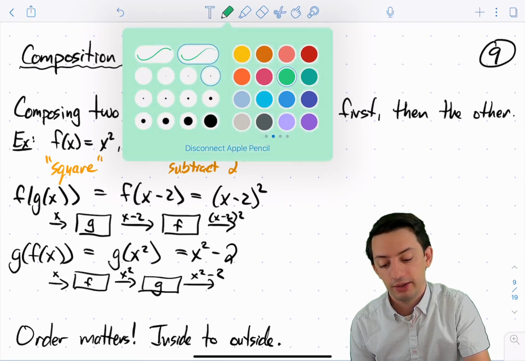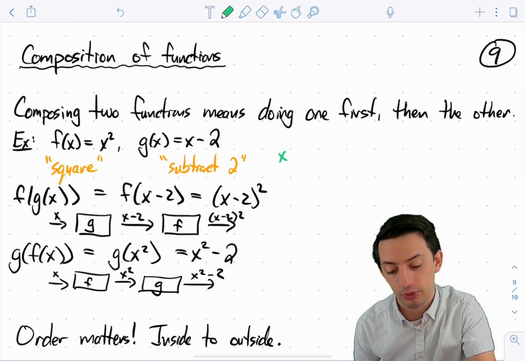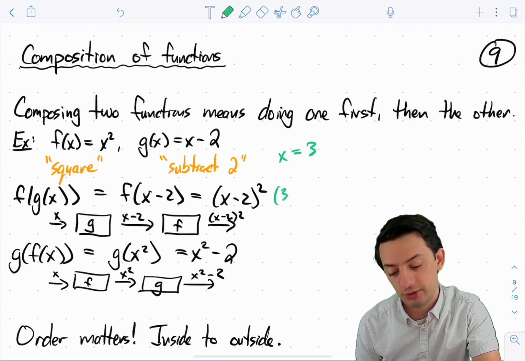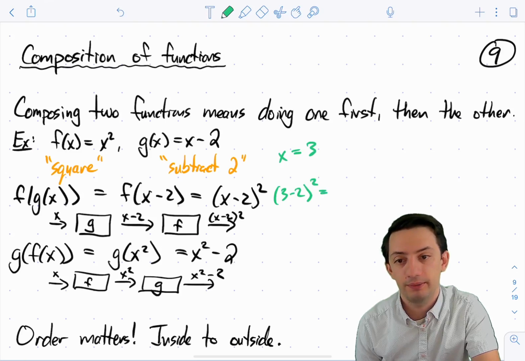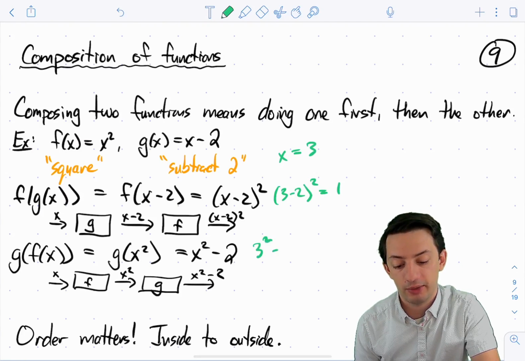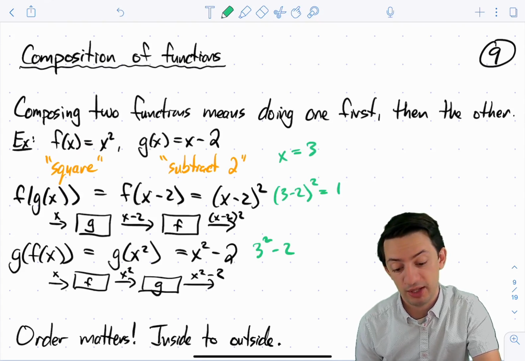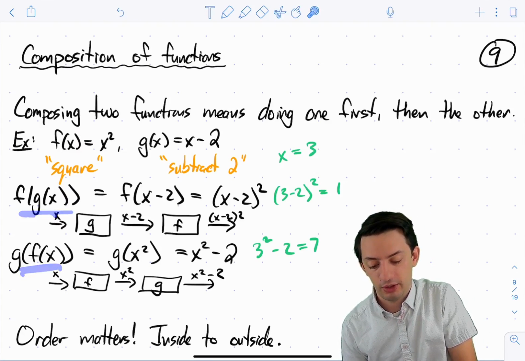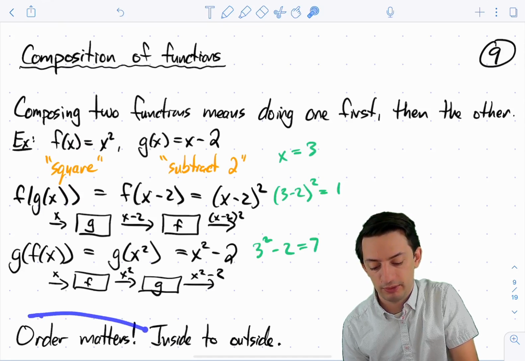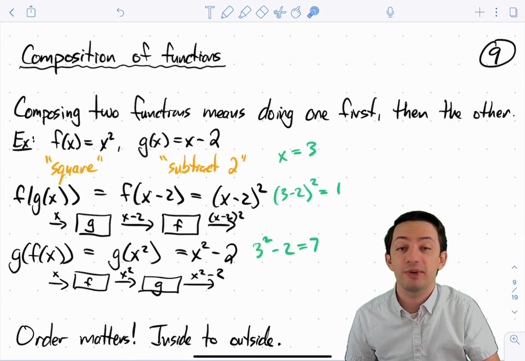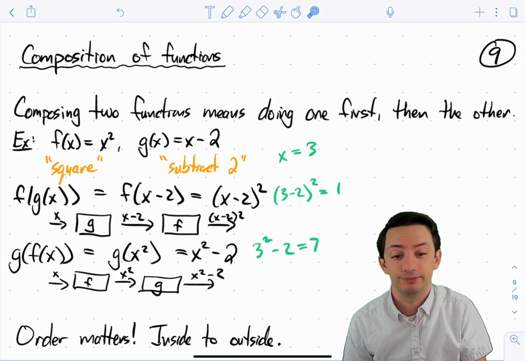These are two different numbers. For example, let's say x equals 3. Then this is 3 minus 2 squared. That's 1 squared, which is 1. But this is 3 squared minus 2. That's 9 minus 2, that's 7. So the order matters. The order of a composition makes a big difference. And that order, our order of operations, is always inside to outside.